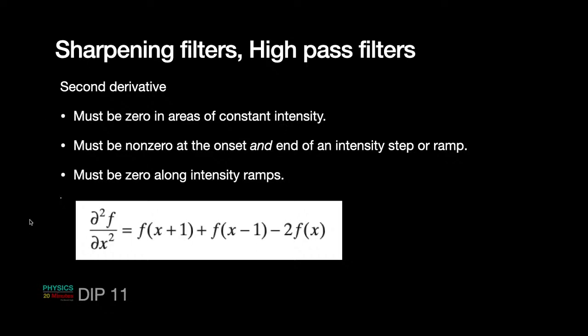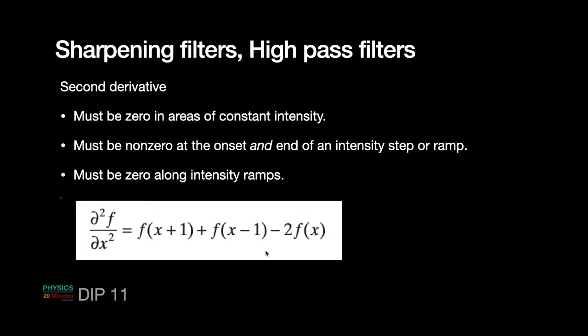So, what you do is you take the first derivative and you apply the second derivative. When you do that, and you can check this in your rough work, it will be given by f of x plus 1 plus f of x minus 1 minus 2 of f of x. So your central pixel has to be doubled and subtracted from the sum of the two neighboring pixels. Remember, I'm talking only about the x-axis.